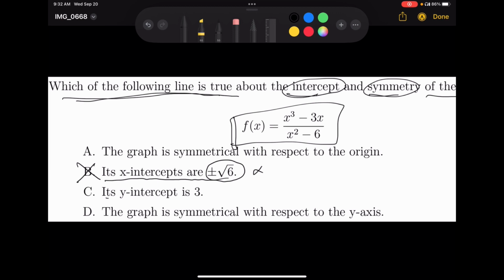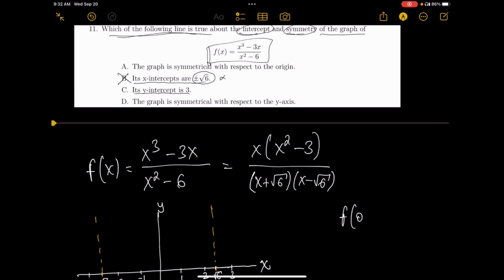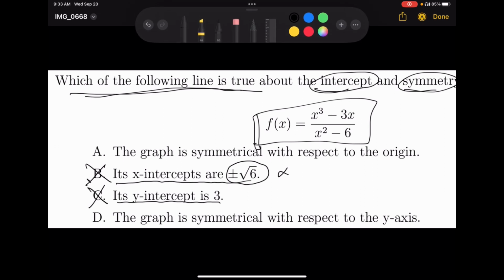እሺ c ላይ ስንመለከት its y intercept is 3. y intercept ደግሞ when x is 0 okay as when x is 0 we can simply plug f of 0 okay f of 0 ስንት ነው 0 cubed minus 3 times 0 over 0 squared minus 6 ማለት ነው okay as the numerator would be 0 over 0 minus 6 that would be negative 6 which would be 0 as it will pass through the origin. y intercept to 0 no? Therefore c is also not an answer.